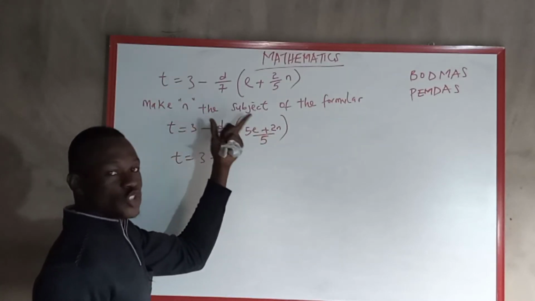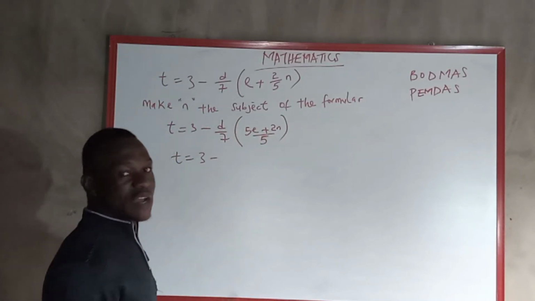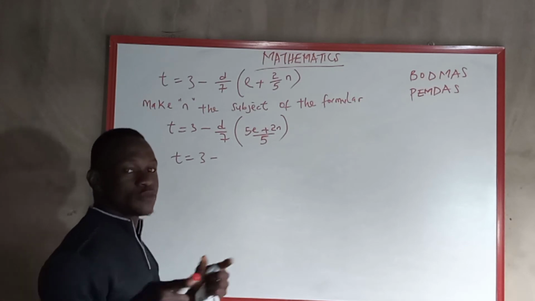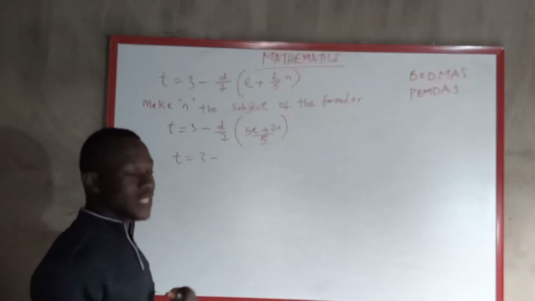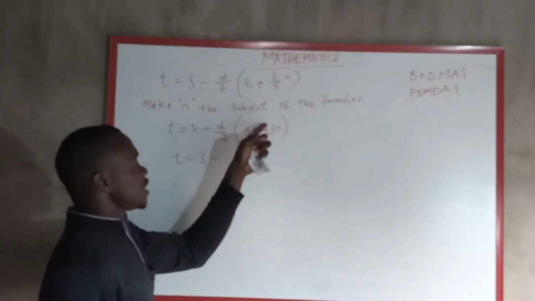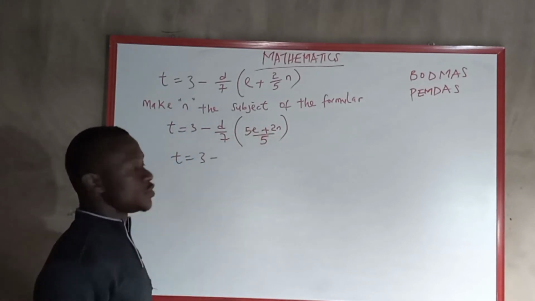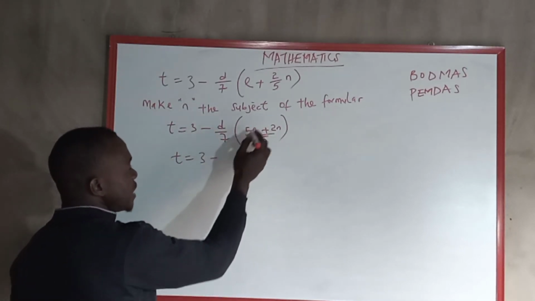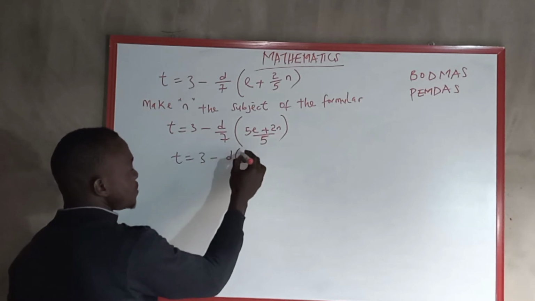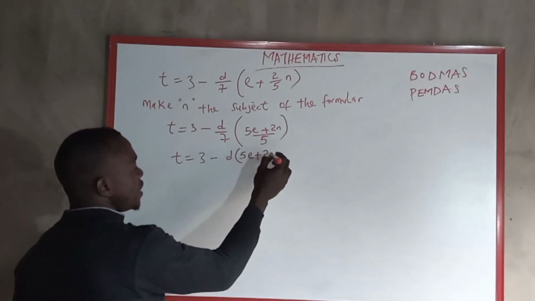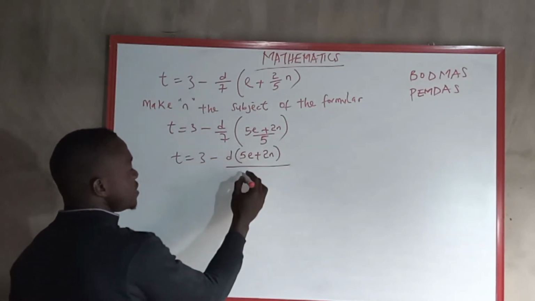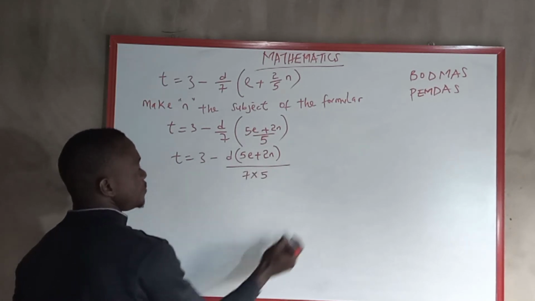This one on top is called the numerator. The one that's called denominator, I have a video on that. You can search for the numerator and denominator video also. We'll have a video on that. So this numerator multiply this numerator, and denominator multiply the denominator. So this numerator, d times this, we have it as d times 5e plus 2n divided by 7 times 5.